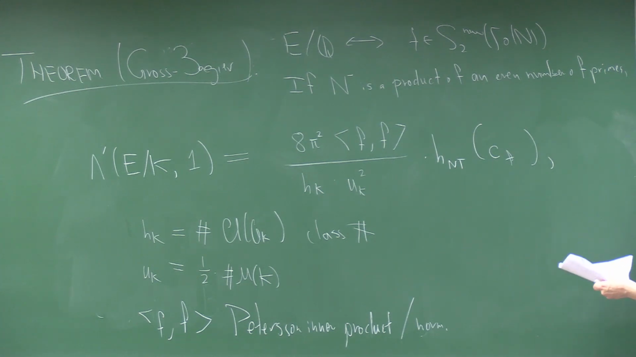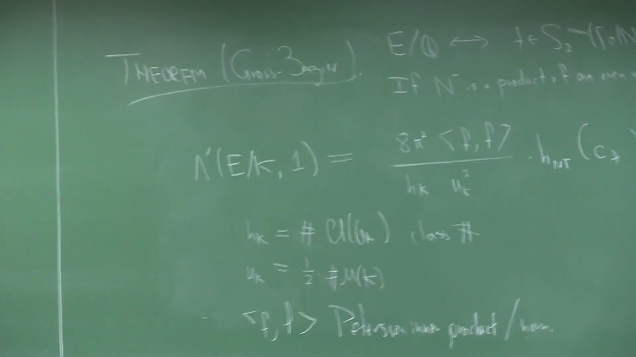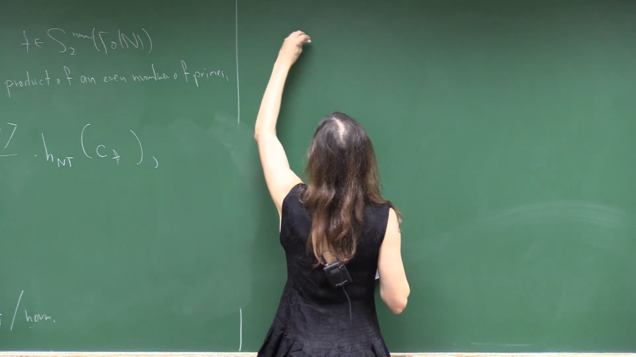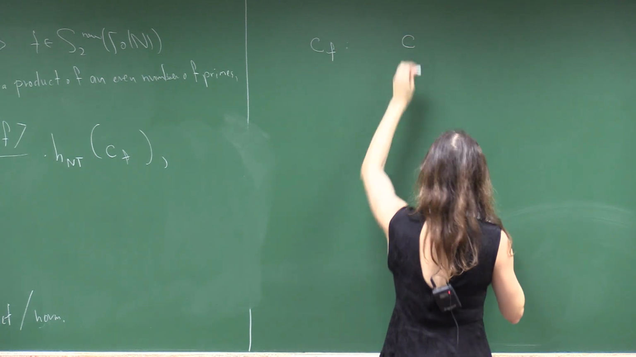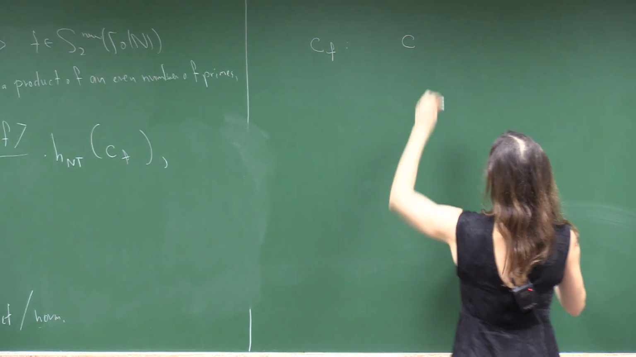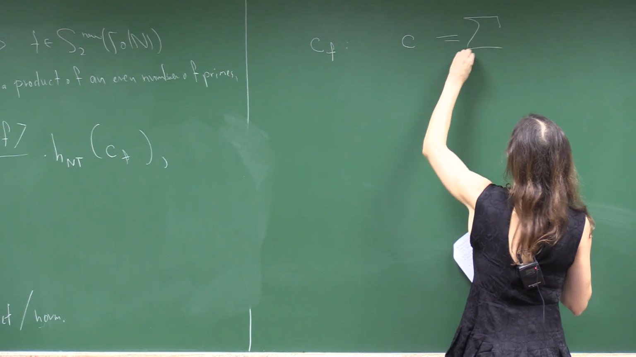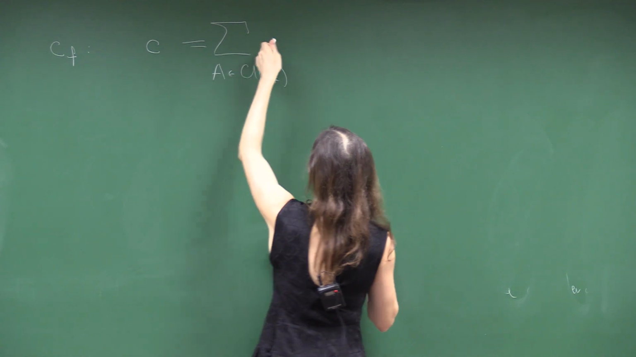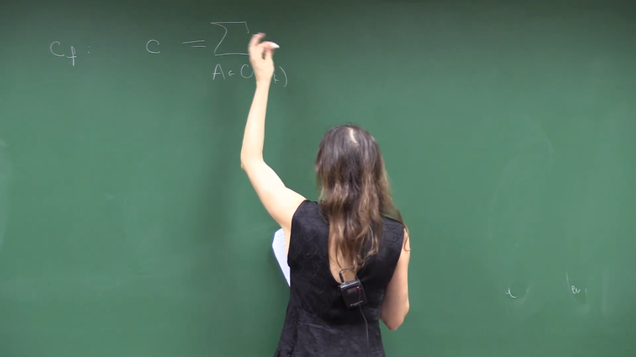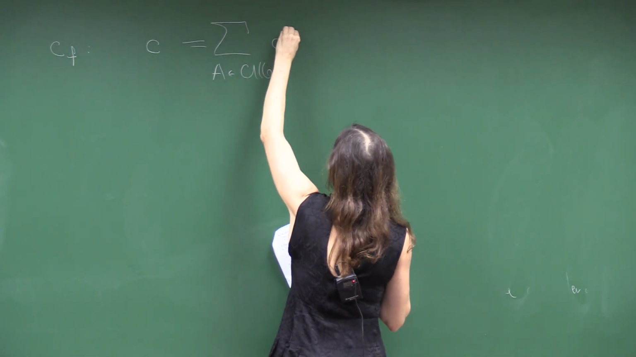So let me just write that quickly. Here the C_F is given as follows. You have some sort of sum over classes in the class group of K. Okay, so we're not twisting by any character here. We're just taking it to be the trivial character.